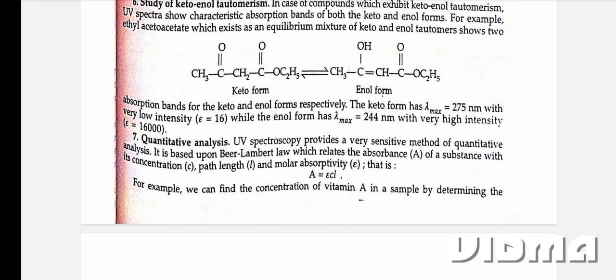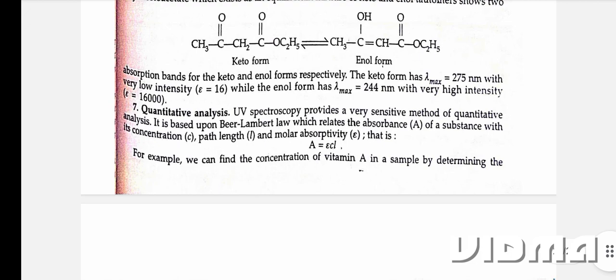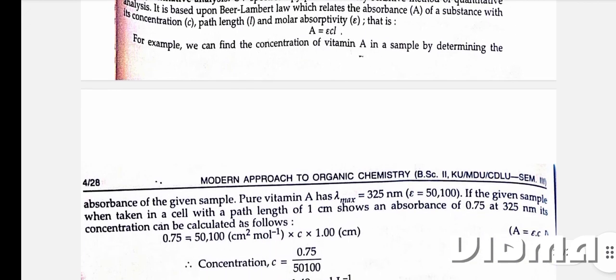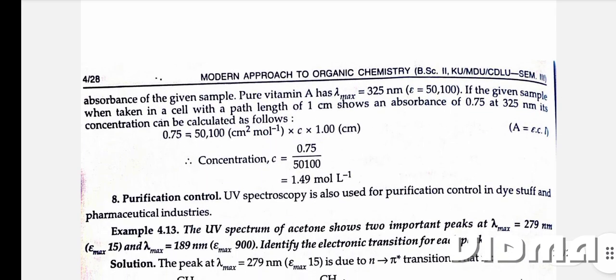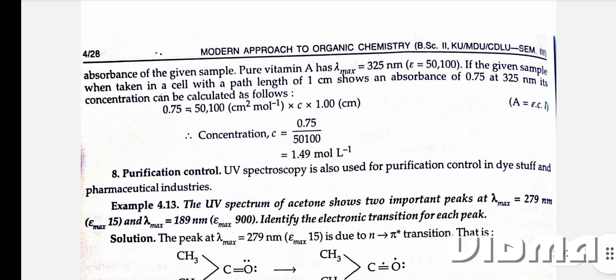Quantitative analysis. UV spectroscopy provides a very sensitive method of quantitative analysis. It is based upon Beer-Lambert's law, which relates the absorbance of a substance with its concentration, path length, and molar absorptivity. That is, A equals epsilon c l. For example, we can find the concentration of vitamin A in a sample by determining the absorbance of the given sample. Pure vitamin A has lambda maximum 325 nanometer. If the given sample, when taken in a cell with a path length of 1 cm, shows an absorbance of 0.75 at 325 nanometer, its concentration can be calculated as follows.